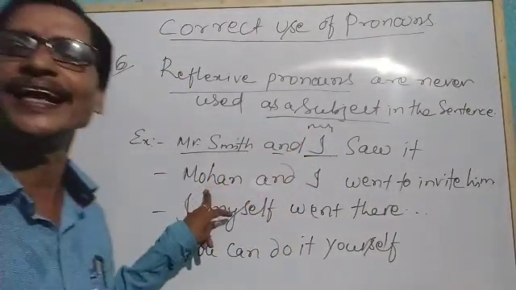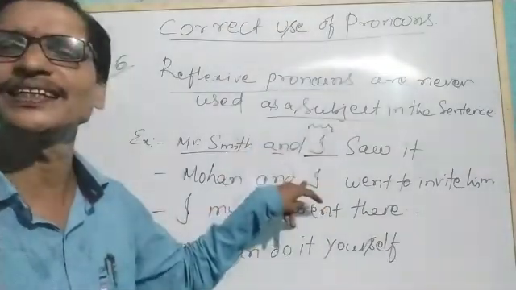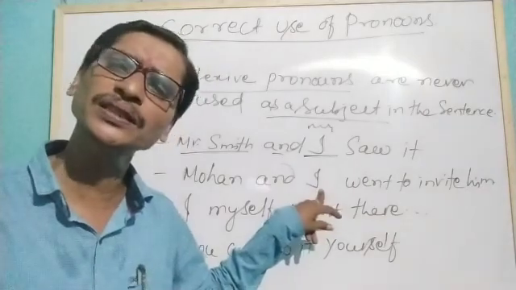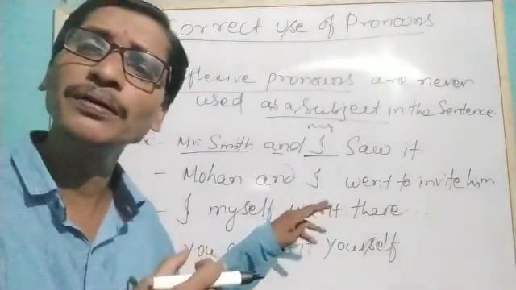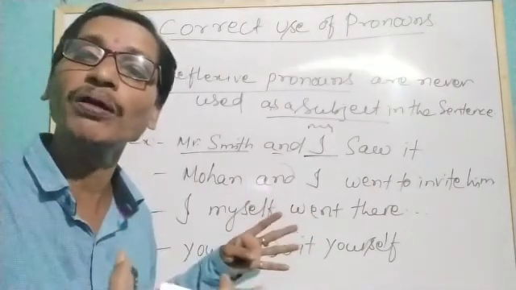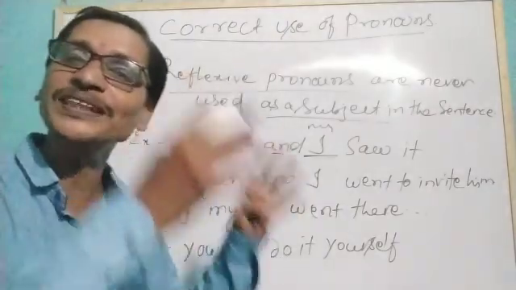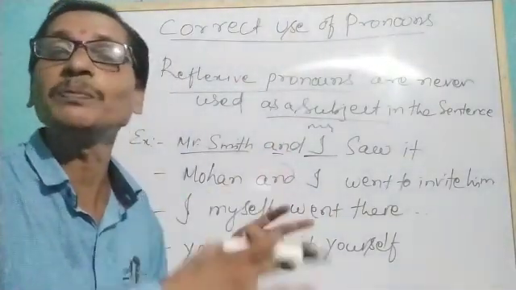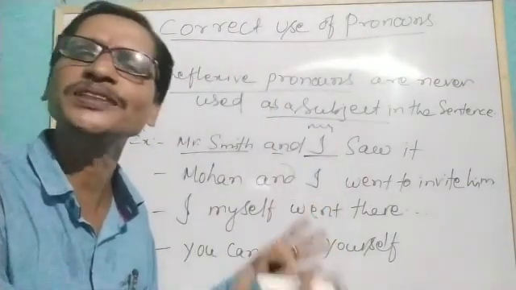Let's see the next. Mohan and I. Similarly, as in the first sentence, 'I' here is also functioning as a subject. So we have to use its subjective form, not the reflexive form, as a subject. Because, as we know, it has a subjective form and we have to use that as a subject. Myself is a reflexive form. We can never use it as a subject in our statement.